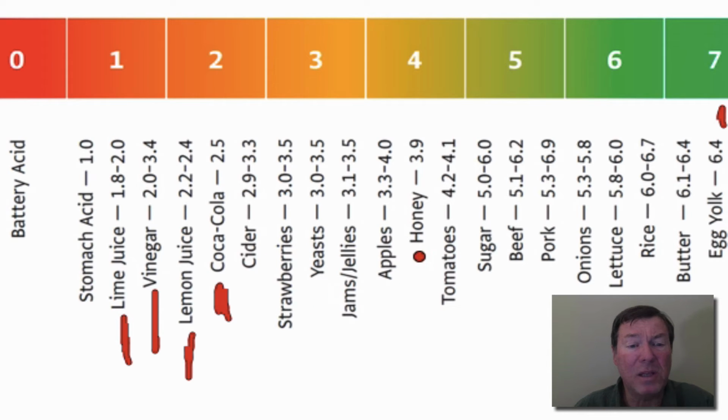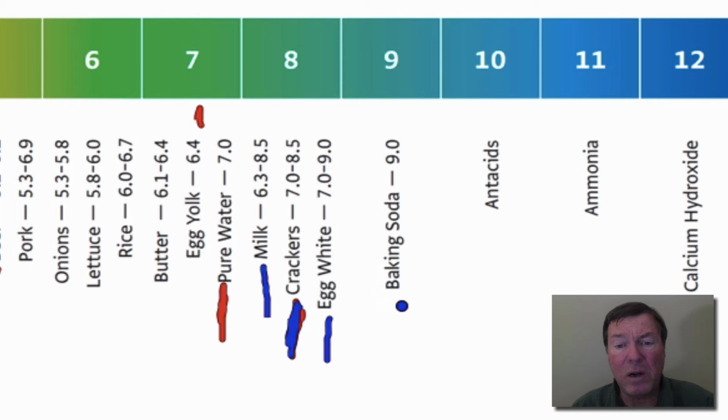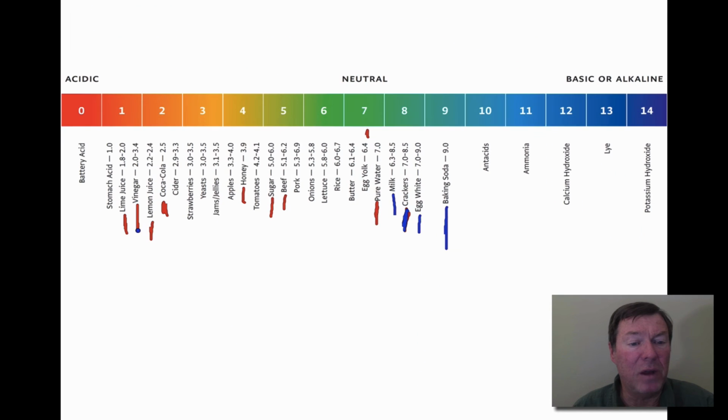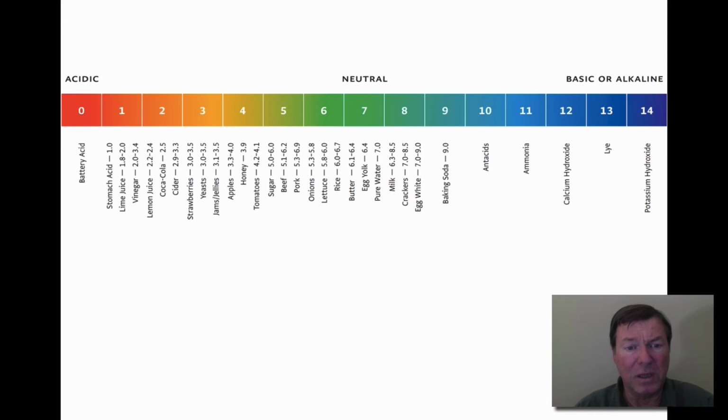What I didn't realize is that honey is acidic. I didn't realize sugar was acidic, or beef is acidic. And then up at the other end, you have crackers, which are slightly basic. That's why when you have an upset stomach, someone will tell you to eat crackers. It helps neutralize the stomach, possibly. Egg whites are basic. Milk is basic. And then way over here is baking soda, which you've probably put together with vinegar and seen it bubble. That's because they're neutralizing each other, bringing it more towards the 7 area.